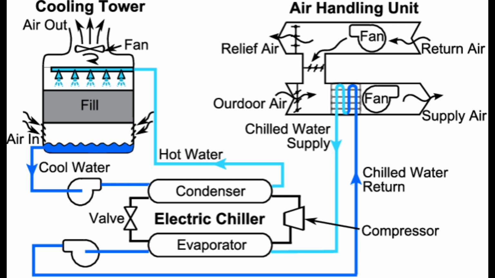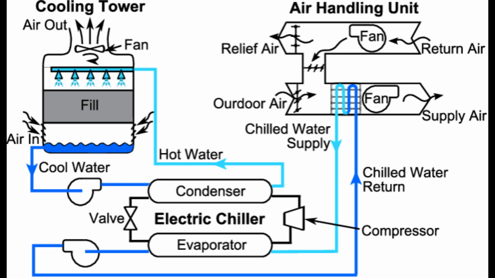This cooled air, now called supply air, is then distributed through ductwork to the various rooms or zones within the building. Return air. Warm air from the conditioned space is drawn back into the AHU as return air. Relief air. Excess air from the building or a portion of the return air may be exhausted as relief air to maintain proper building pressure. Outdoor air. Fresh outdoor air is mixed with the return air to ensure adequate ventilation and indoor air quality.